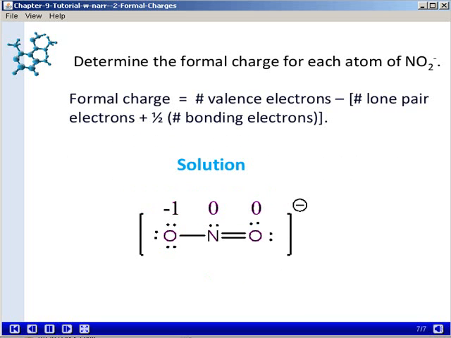So the final solution is formal charges of -1 for the oxygen on the left, 0 for the central nitrogen atom, and 0 for the oxygen on the right. And notice that if you add up all the formal charges for all the atoms in this particular ion, you end up with the charge on the ion, and that must always be true. If you were doing formal charges for a neutral molecule, you would end up with 0, because neutral molecules have 0 overall charge.